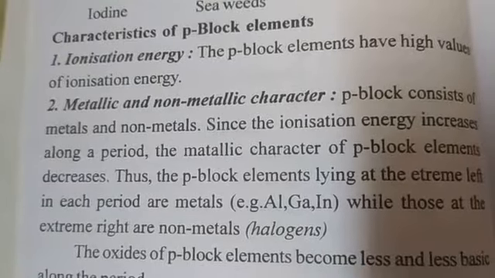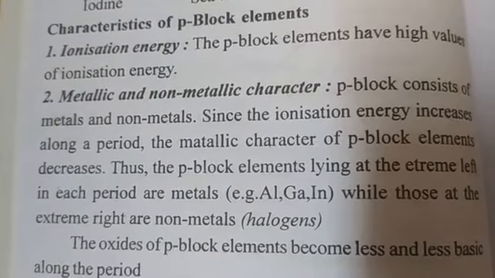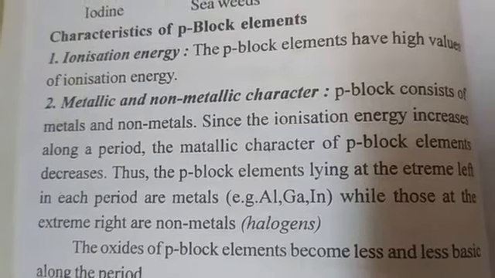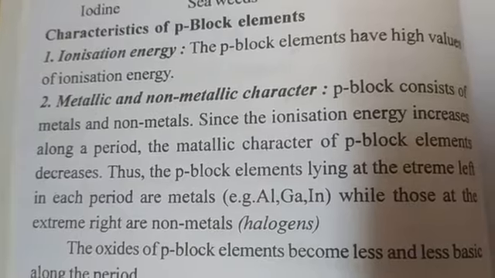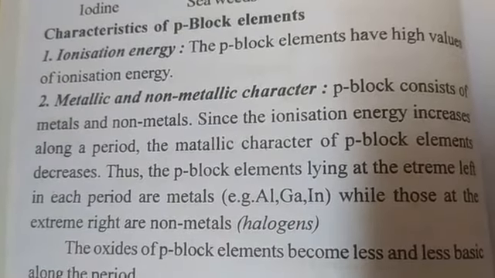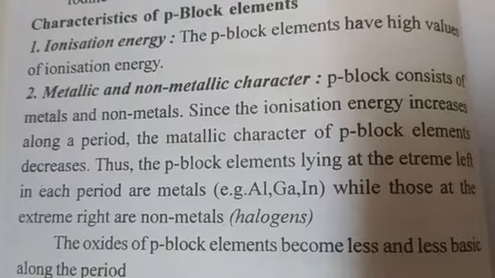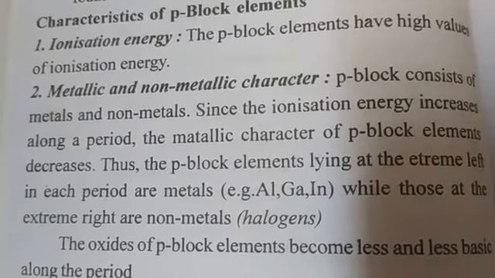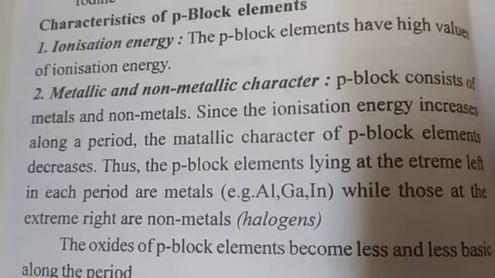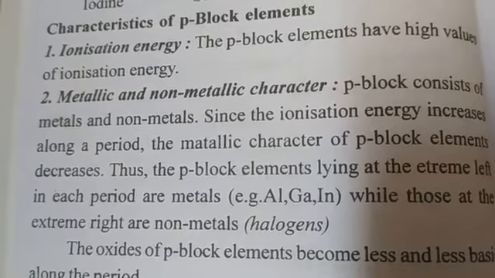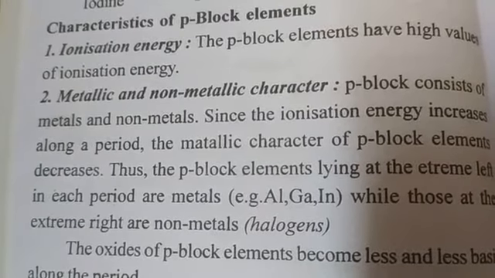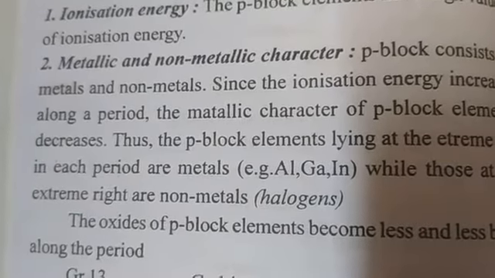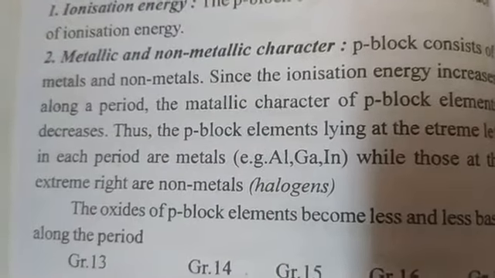Okay. So second one is metallic and non-metallic character. So P block elements consist of two types of elements. One is metal, another one is non-metal. So what are the metals and non-metals? The metals are present at the extreme left in each period. For example, aluminum, gallium, indium, these are the metals, while the non-metals are present at extreme right. For example, halogens. So halogens are called non-metals, which are present at extreme right in the periodic table.